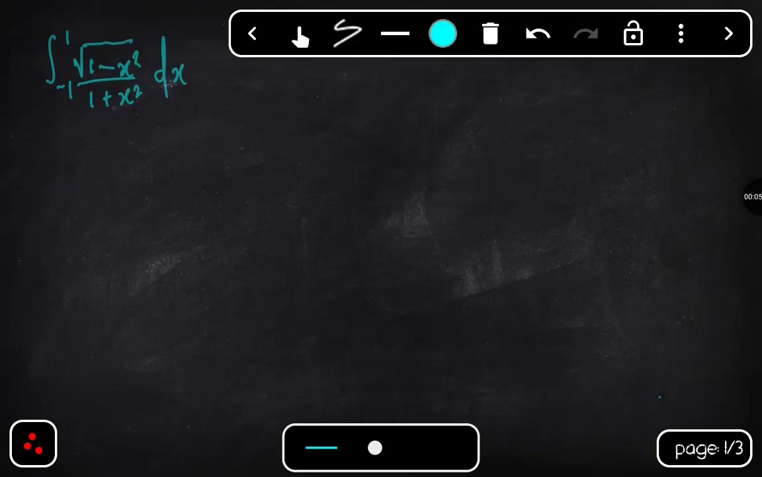So in today's video we are solving this beautiful integral. I have the integral from -1 to +1 of the square root of (1 minus x squared) over (1 plus x squared) dx. I saw this problem on Facebook, so I decided to solve it for my subscribers.